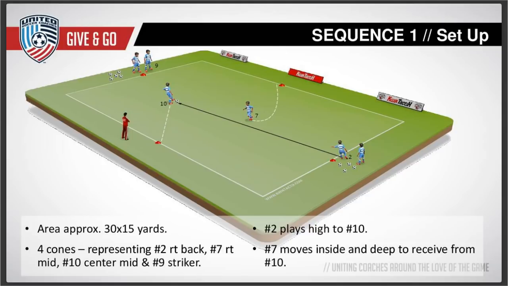So number 2 is looking to play to the high player, the number 10, and then the player from the outside, the widest position, the 7, comes and drops into a deeper lying position to receive a pass back from the number 10. And the idea is eventually to combine with the number 9.